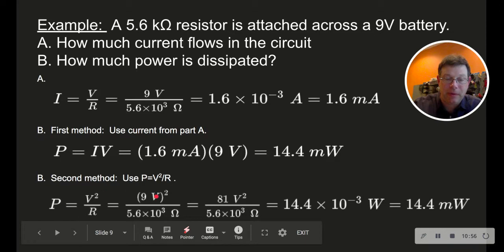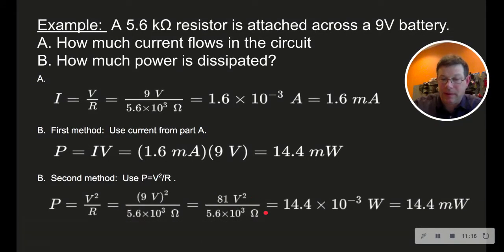So that's 9 volts squared. Now note both the 9 is squared and the voltage is squared. The units also get treated by arithmetic operations. And at the bottom we have 5.6 times 10 to the minus 3 ohms. So 9 squared is 81. The unit is now a volt squared, and we still have the resistance in the bottom.